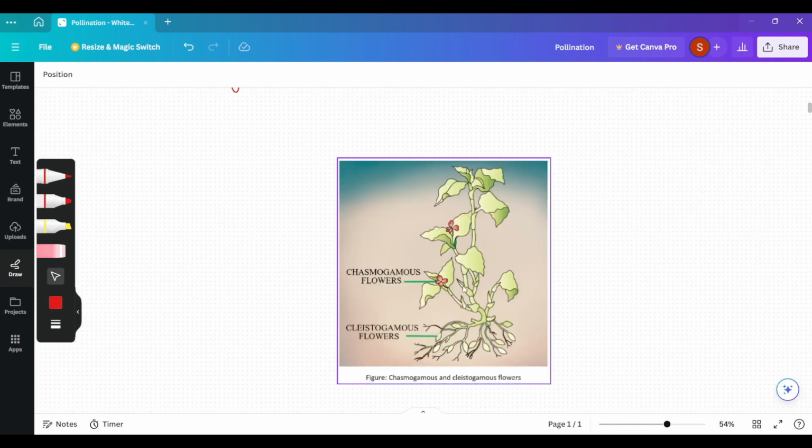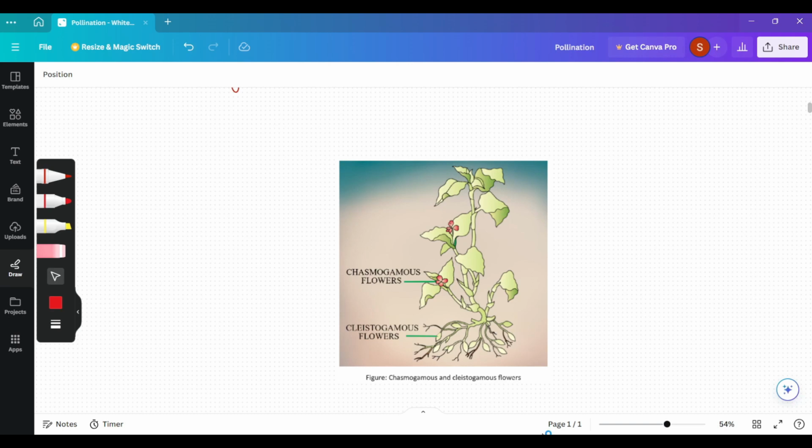In some plants, there are two kinds of flowers. One above the ground, that is chasmogamous flowers, and the other one below the ground, cleistogamous flowers. Chasmogamous flowers are quite open and normal like the other flowers, where self and cross-pollination are possible. Whereas the cleistogamous flowers are closed so that the anther and stigma are enclosed within. So there is no chance of cross-pollination.